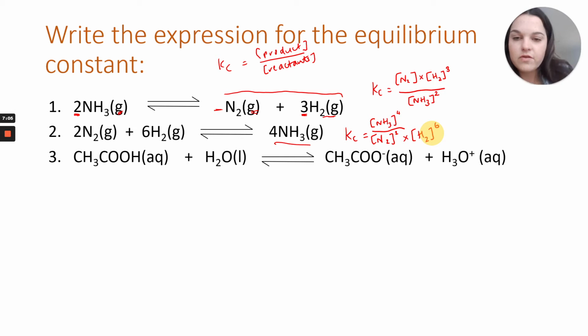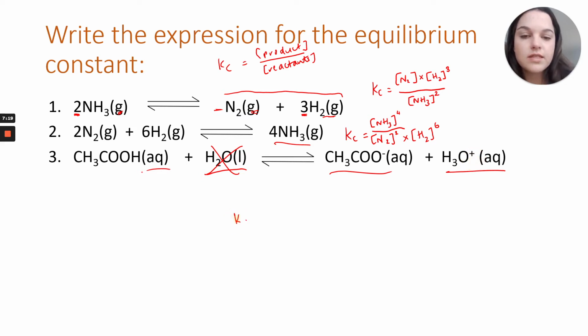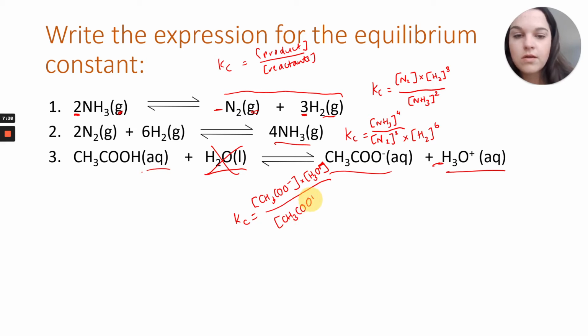Okay, down the bottom here I've got an aqueous, which means this is dissolved in water. A liquid, I'm not going to include that because it's a liquid. Another aqueous and another aqueous, so those will both be included. So I'm going to have Kc equals the concentration of this one, nothing in front of it, so don't need to put anything else there, times concentration of H3O+, nothing in front of that, so that's fine, divided by the concentration of that one there. Again, nothing in front of it, so I don't need to put any exponents in there.